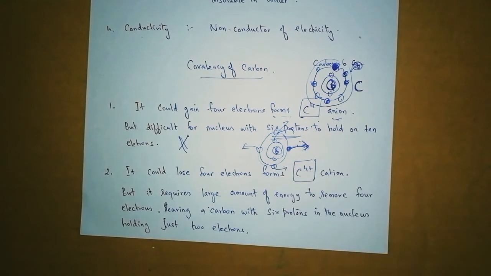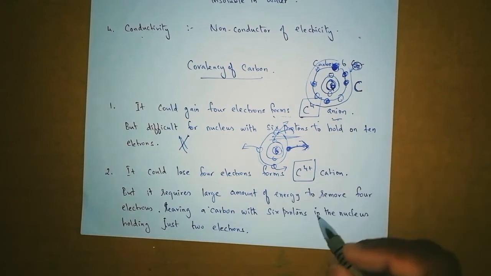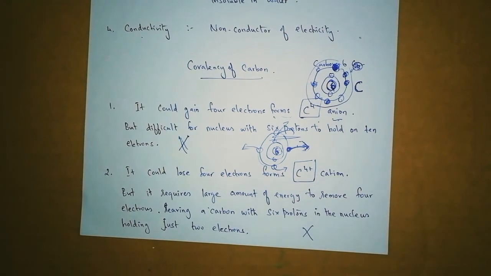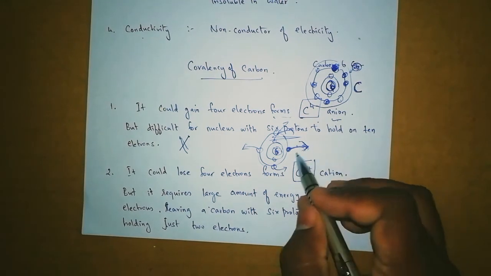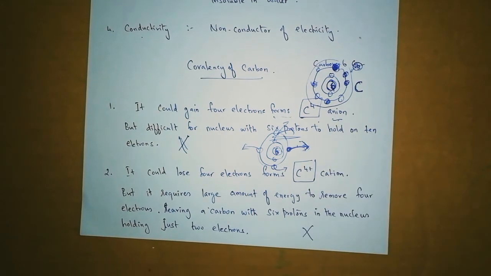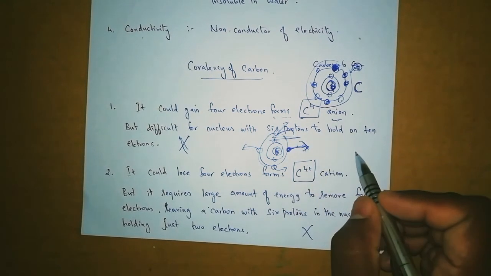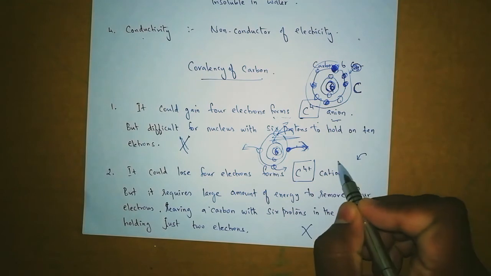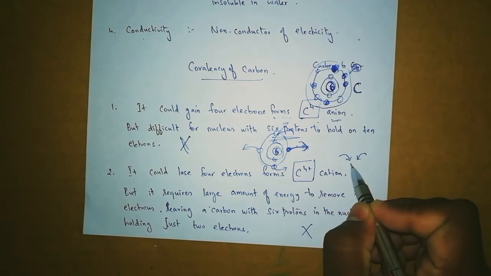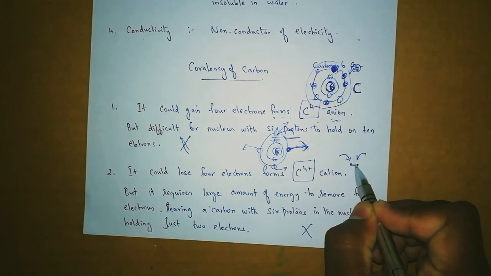Is it possible that carbon will form like that? This is also not possible. So what is possible with carbon? So only sharing is possible with carbon. That means the one which is going to combine with carbon, they also have to give an electron, and carbon also give an electron. So both they share their electron and they form a bond.